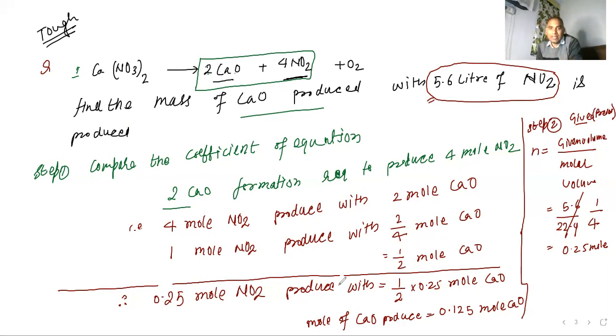So here, this is according to the equation. Half mole CaO is going to form when 1 mole of NO2 is produced. Here 1 mole NO2 means it is half. So they are saying how much is given according to the equation: 1 mole, half mole. How much is given? NO2 given is 0.25. So if 1 mole NO2 is there, then half mole CaO. So for 0.25 mole NO2, how much mole CaO? So we multiply, and we got 0.125.